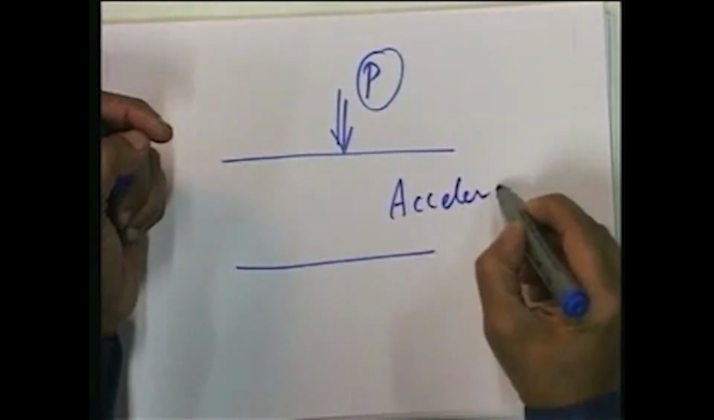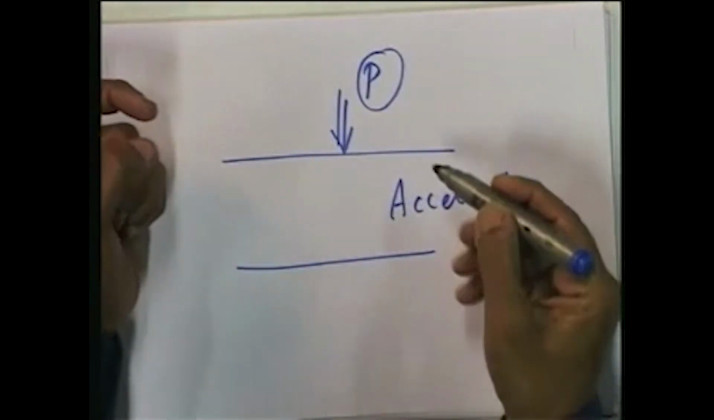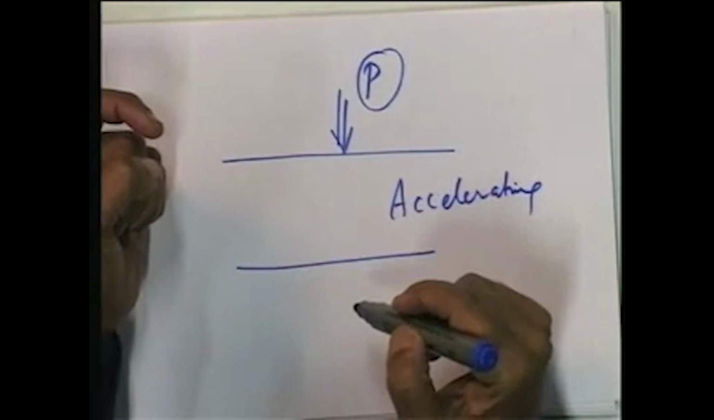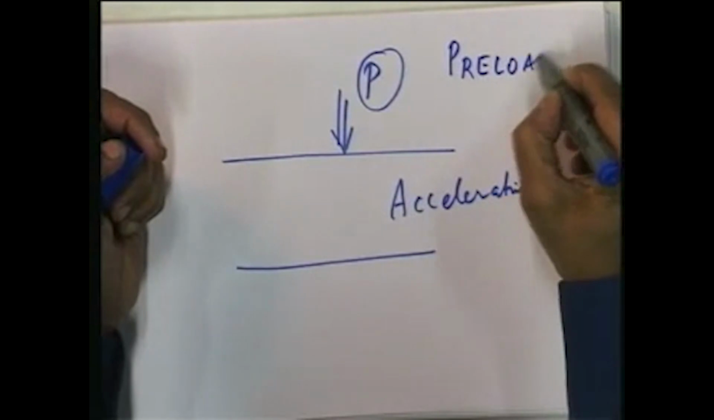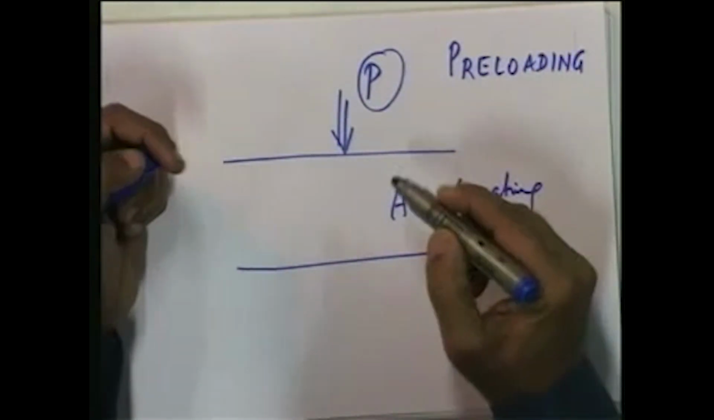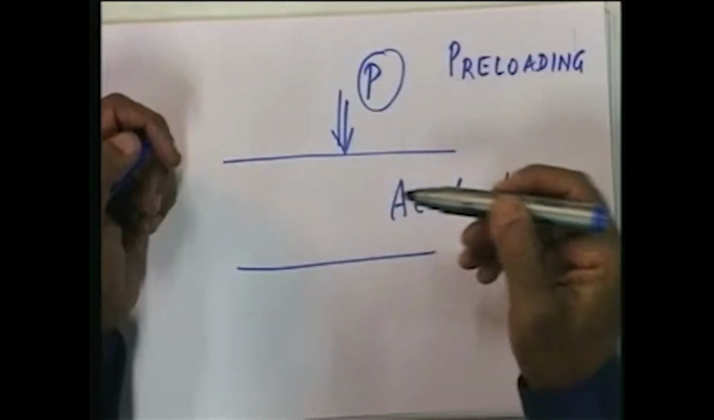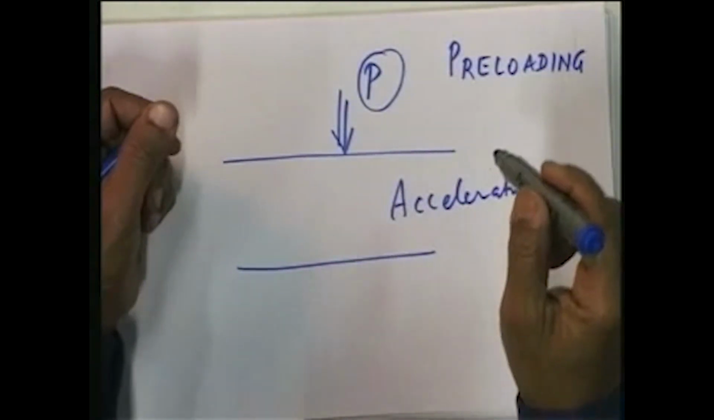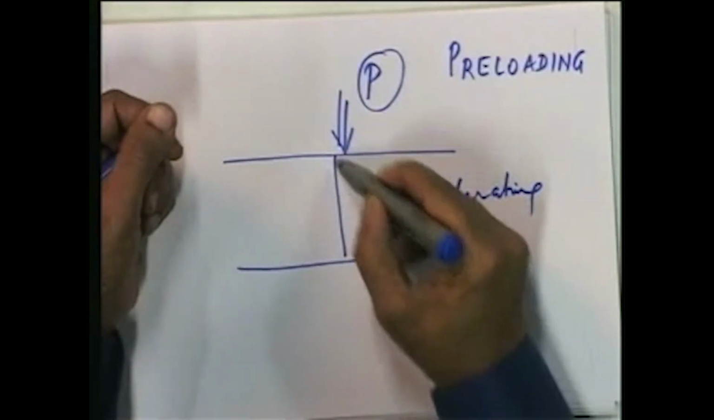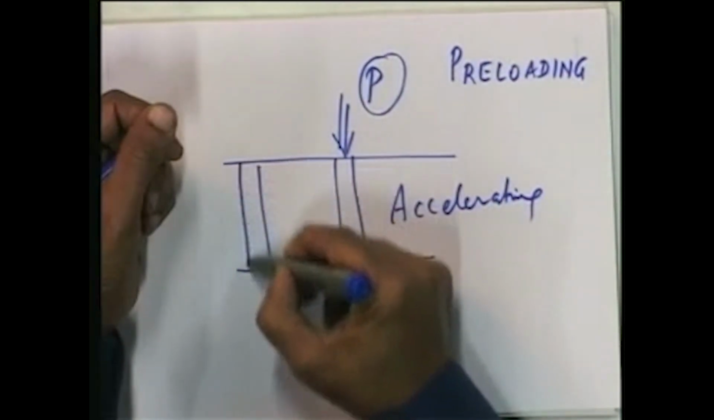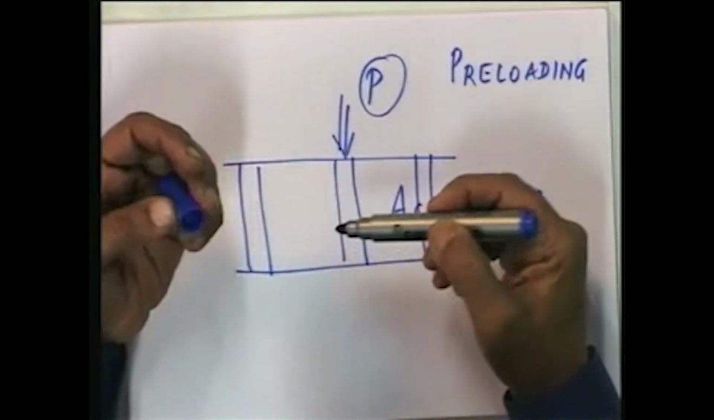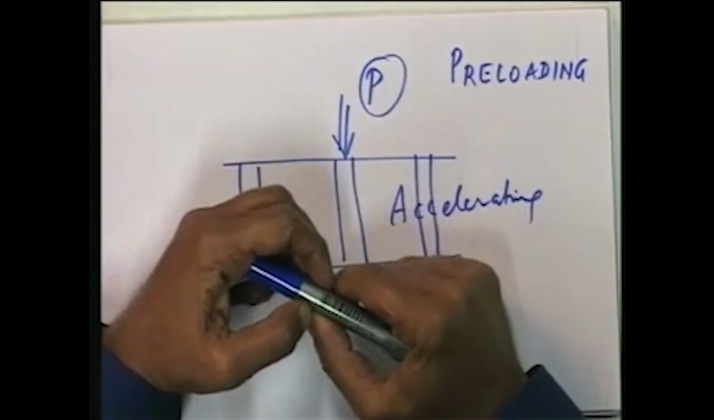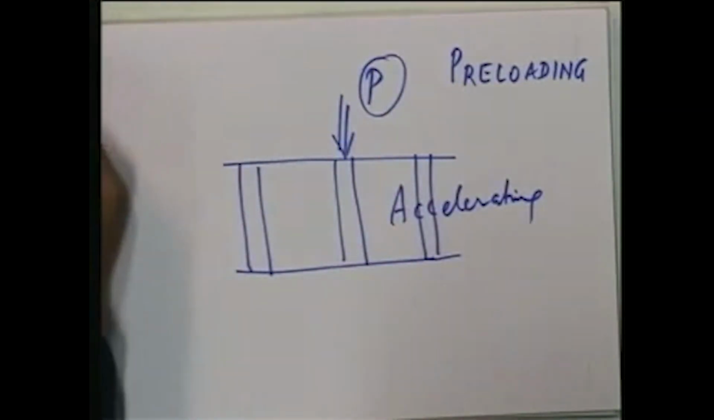Now, this process of accelerating the consolidation by applying a load beforehand is known as preloading. That is, the clay layer is loaded beforehand, and in order to accelerate this consolidation, we build what are known as sand drains, which are nothing but boreholes filled with some pervious material. We can see this diagram now.